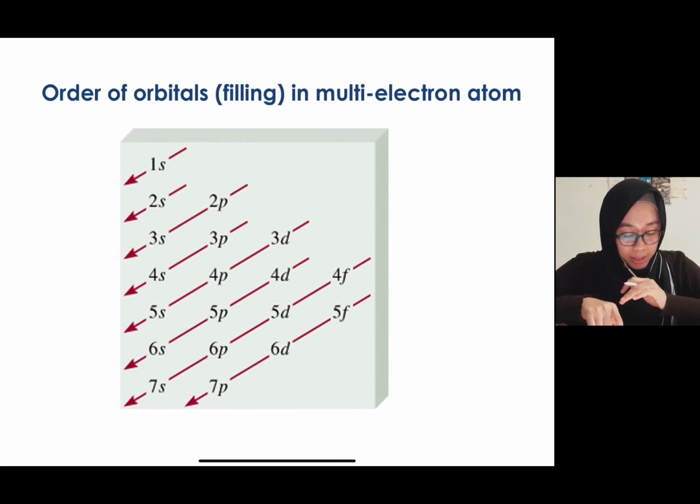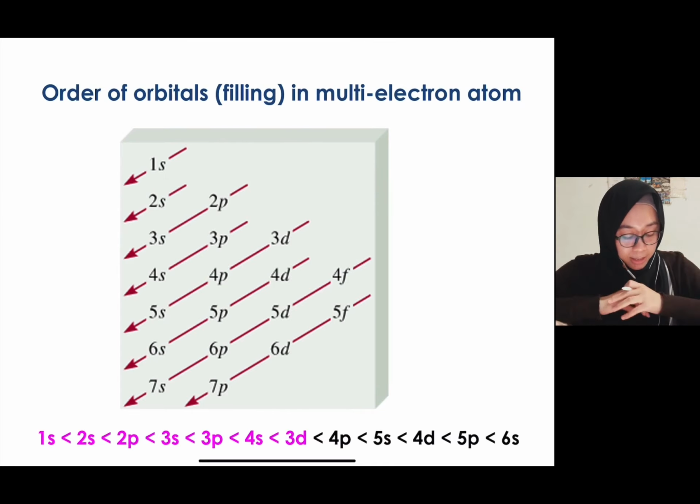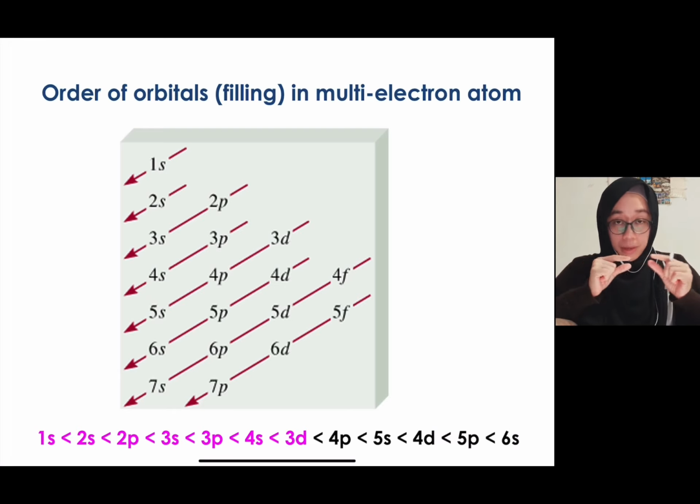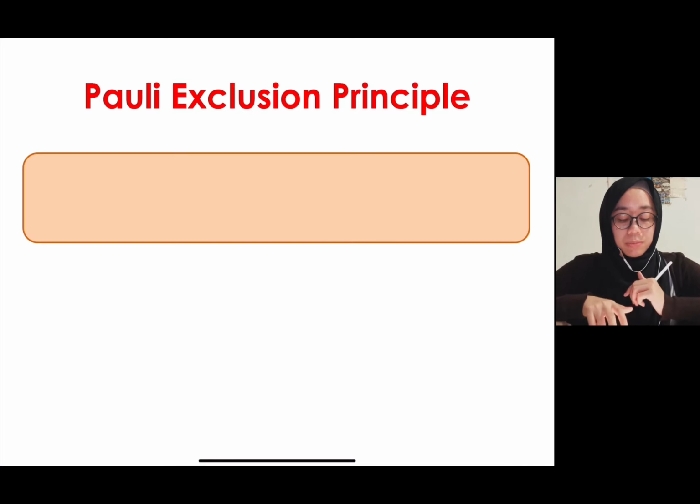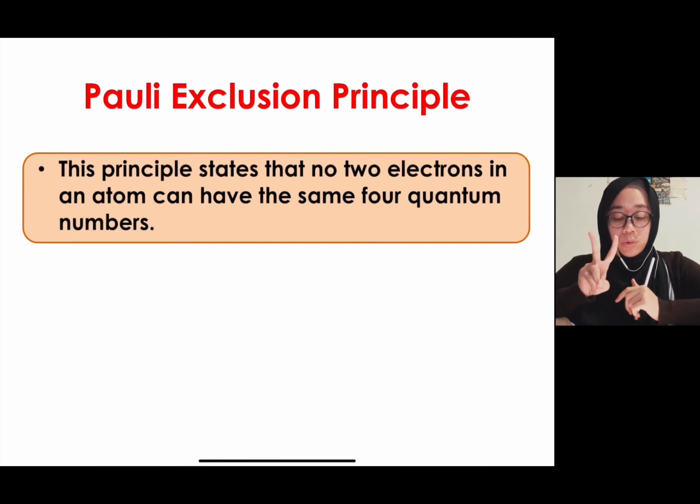So in this case, yang ni dah dilukis kepada kamu tadi lah. Okay, so notice that there's a pink, the one yang in pink. So those are the one yang kamu kena take note. So next, let's go to Pauli exclusion principle. So Pauli exclusion principle states that no two electrons in an atom can have the same 4 quantum number.